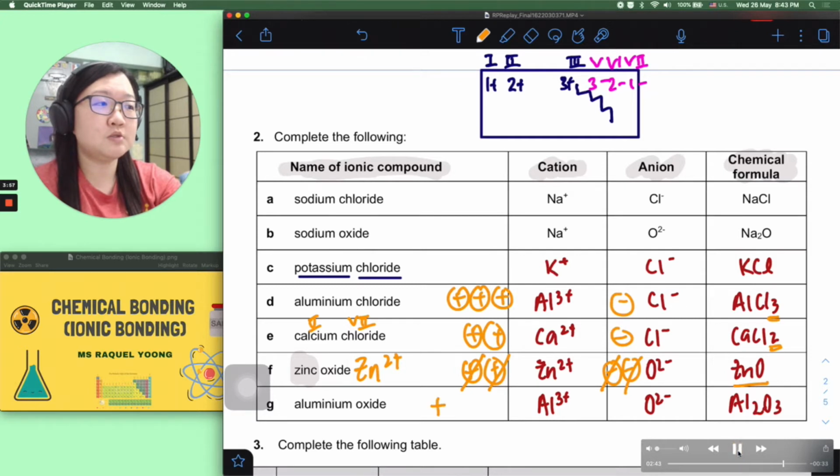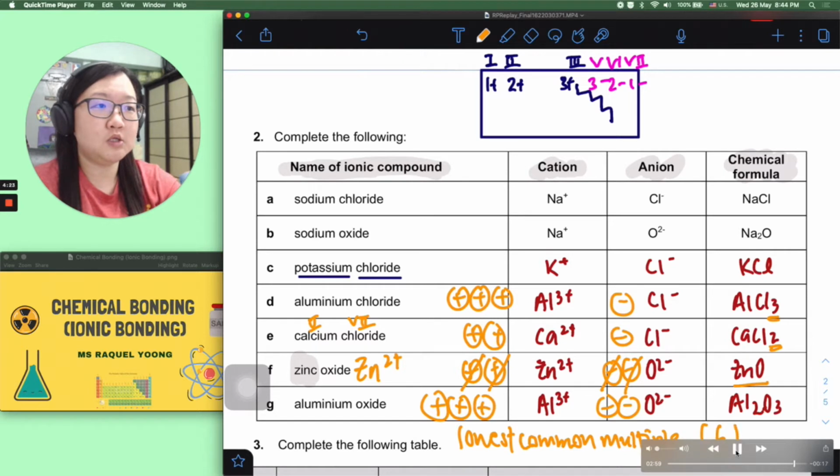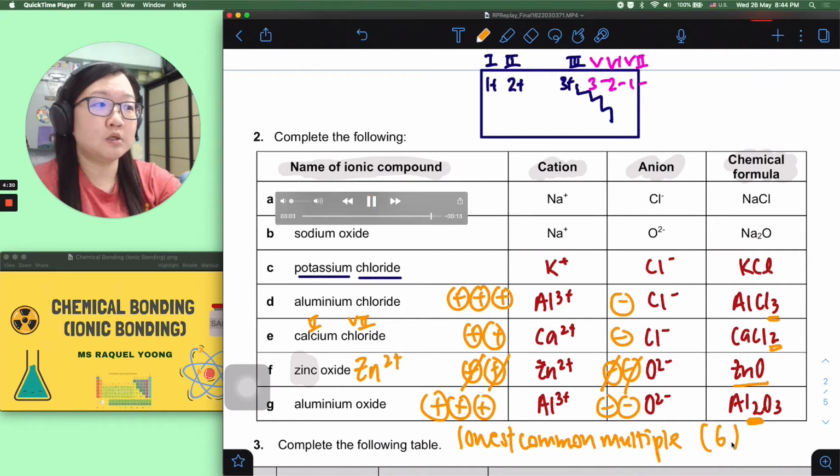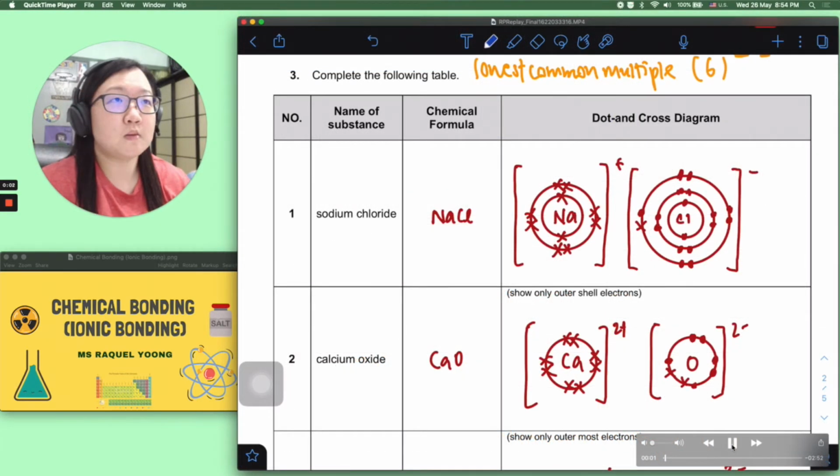Okay, the last one is a little bit more tricky. Aluminium is 3+, oxide is O2-, right? The math is not so straightforward, but we can make use of the concept of lowest common multiple of 2 and 3, which is 6. So for aluminium, we need to times 2. Oxygen, we need to times 3, in order to get 6. Therefore, this is how we get Al2O3, aluminum oxide.